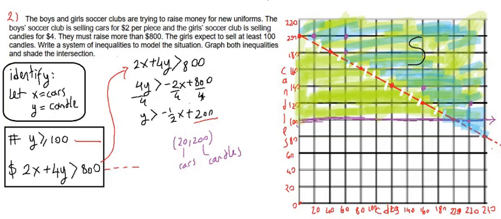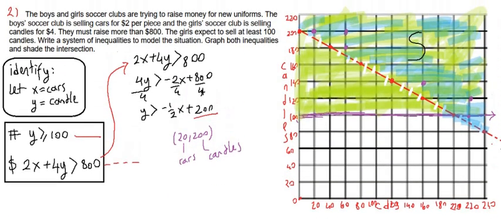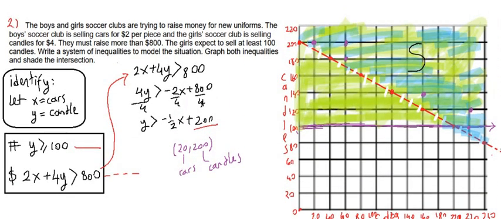So here is the critical question. What's the maximum number of candles and cars they can sell? It's infinite because it goes above. We have no restriction on the above. What's the minimum number of candles and cars they can sell? You're going to go to the below side, to this line where x is almost 0.